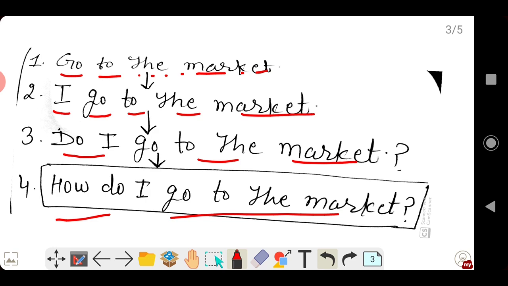Again, speak with me. "How do I go to the market?" You will have to practice more and more. If you practice it, you can get the concept, and then you can speak in one go. "How do I go to the market?"